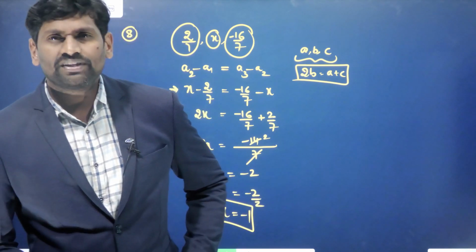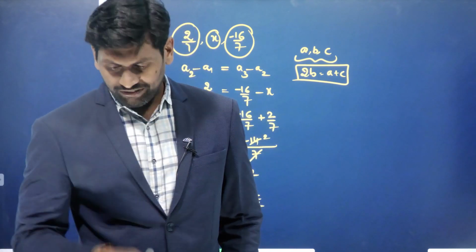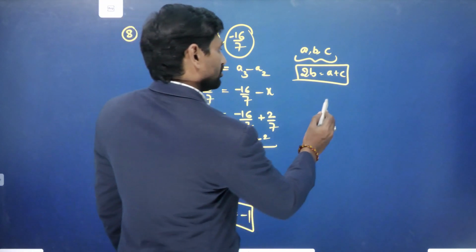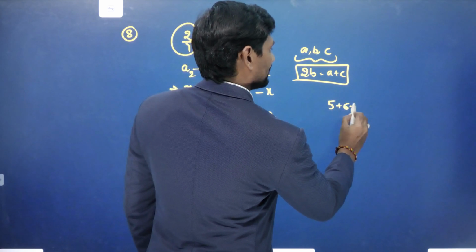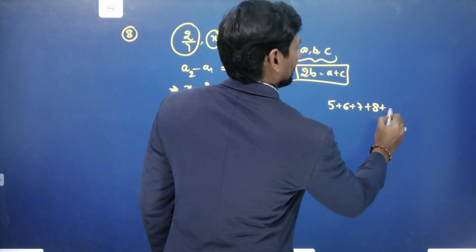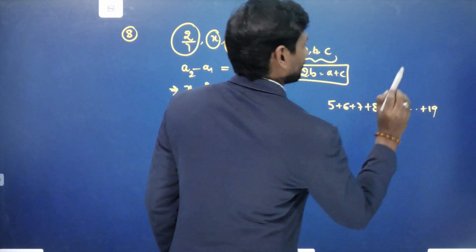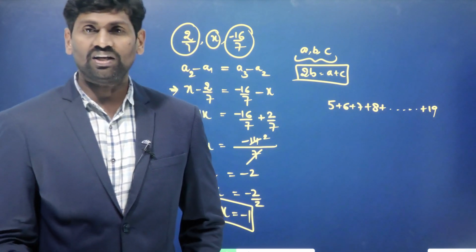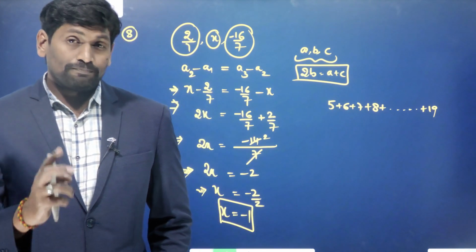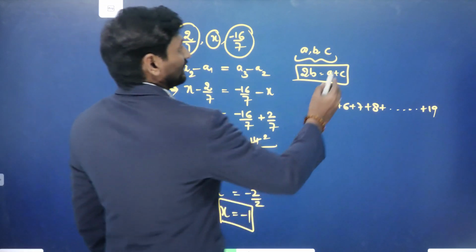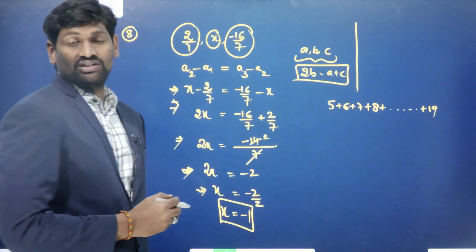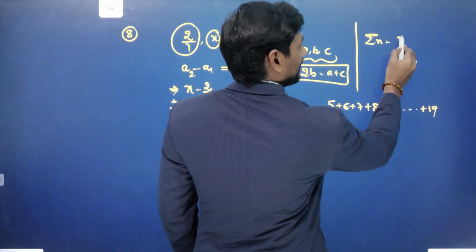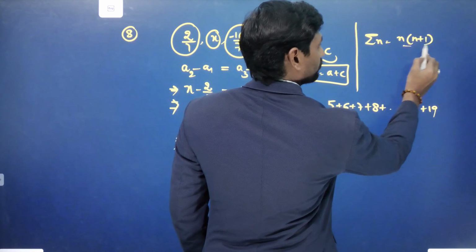The ninth problem is given: the sum of 5 plus 6 plus 7 plus 8 and so on up to 19. So 5, 6, 7, 8 and so on to 19. You can observe that all are consecutive numbers. In the previous class we discussed the sum of first n natural numbers formula: sigma n equals n into n plus 1 by 2.